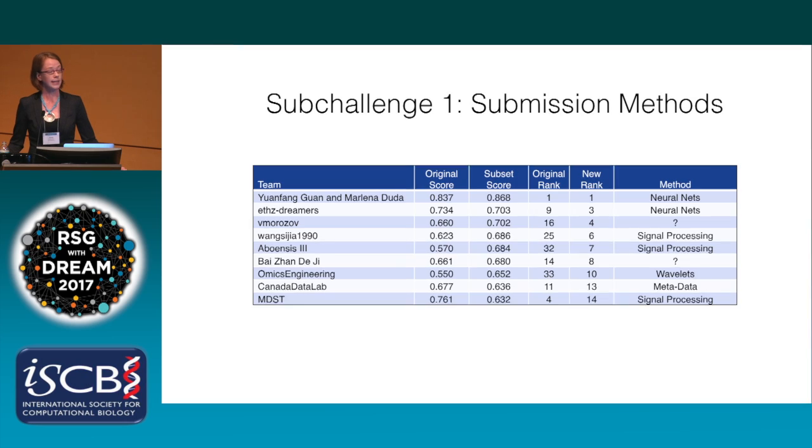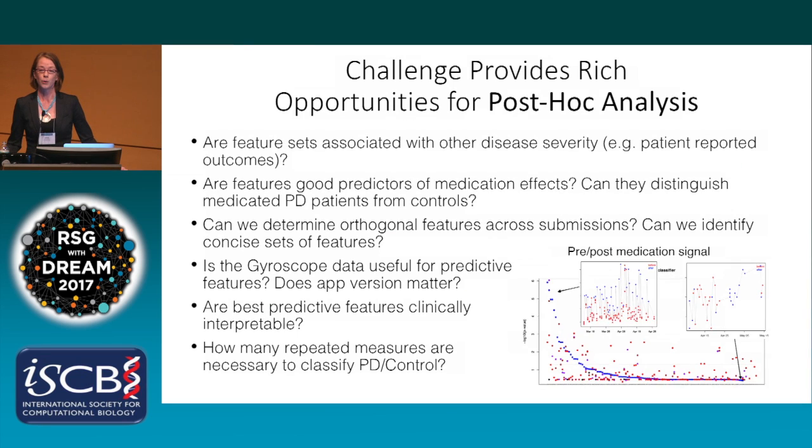So if you're interested in what sort of methods are being used in these top models, we see some neural nets, some signal processing, some wavelets. As I said, I won't go into all of the potential analyses, but we're about to kick off the community analysis phase. Because we have these really rich features as submitted by the participants, we can ask a wealth of questions, especially in the mPower data, which is a really rich data set.